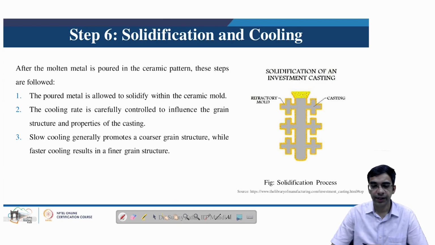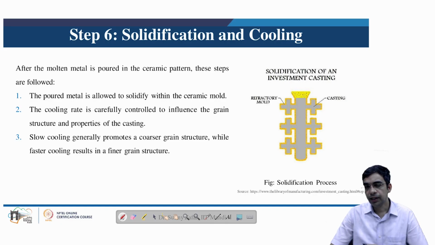Step number 6 is the solidification and cooling. After the molten material is poured into the ceramic mold cavity, it is allowed to solidify in the ceramic mold. The cooling rate is carefully controlled to influence the grain structure and properties of the casting.